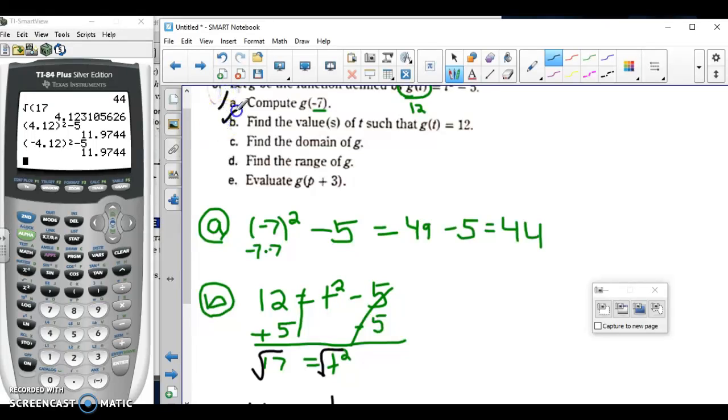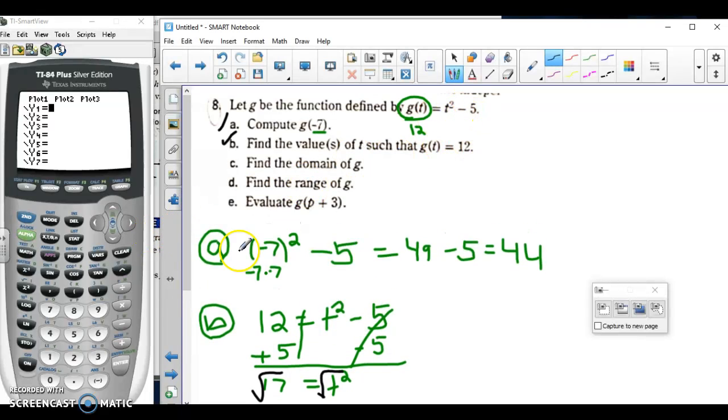Boom, check. Okay, find the domain of G and the range. So let's go to our calculator and graph this. So we have a function. It has t here, but we're just going to use x squared minus 5. And we're going to graph it. So let's take a look at the graph, and hopefully it's something nice and clean and neat to look at. Oh, that looks pretty good to me.